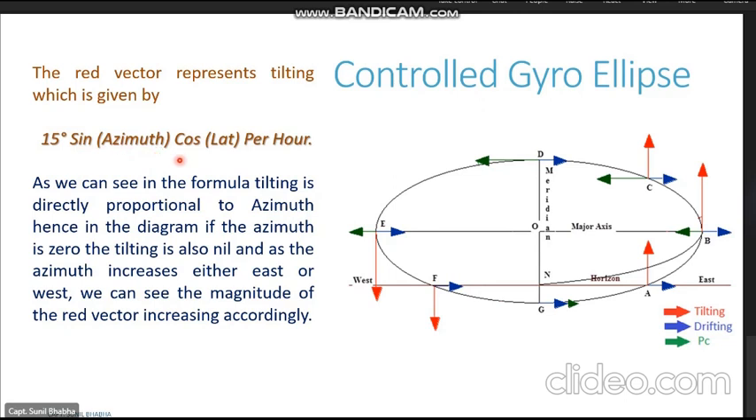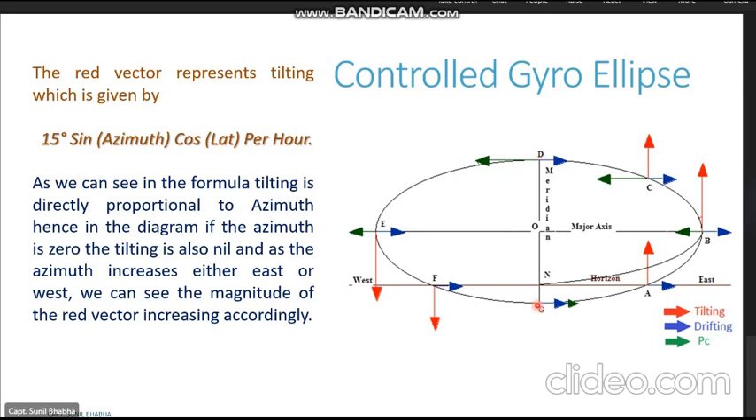Now let's try to correlate it with the diagram. We have this vertical black line as the meridian. Now when the spin axis is pointing in the meridian, the azimuth is 0. So basically there are 2 points where the azimuth is 0. You have the point Golf and Delta. At both these points, the azimuth of the spin axis is 0, and you can see here that there is no red vector. The azimuth is 0, the tilting is also 0, so there is no red vector at both these points, Golf as well as Delta.